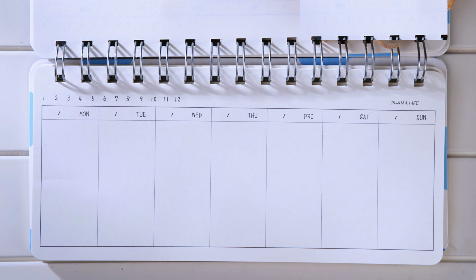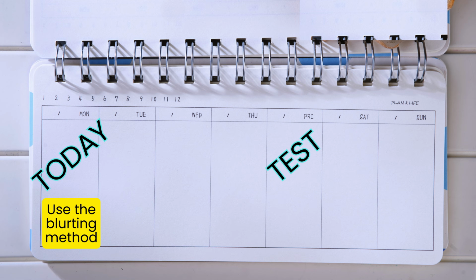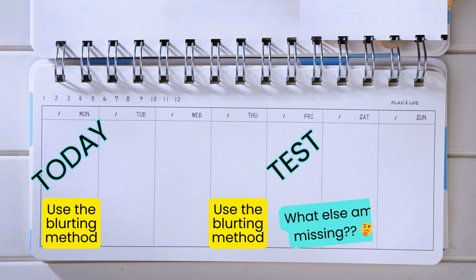So in other words, let's say it's Monday and you have a test on Friday. Then the blurting method would be awesome to use on Monday to say, okay, what is it that I don't know? And what is it that I need to study? And then you would use it again on Thursday night before your test to figure out, okay, are there any more gaps in my understanding?